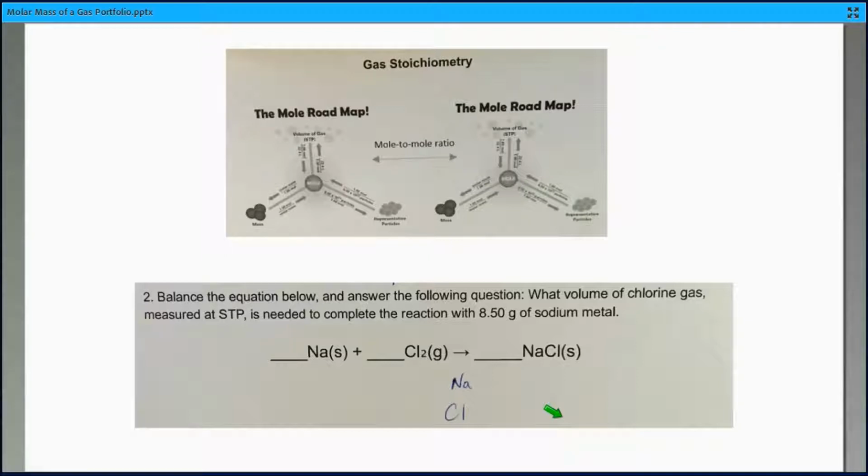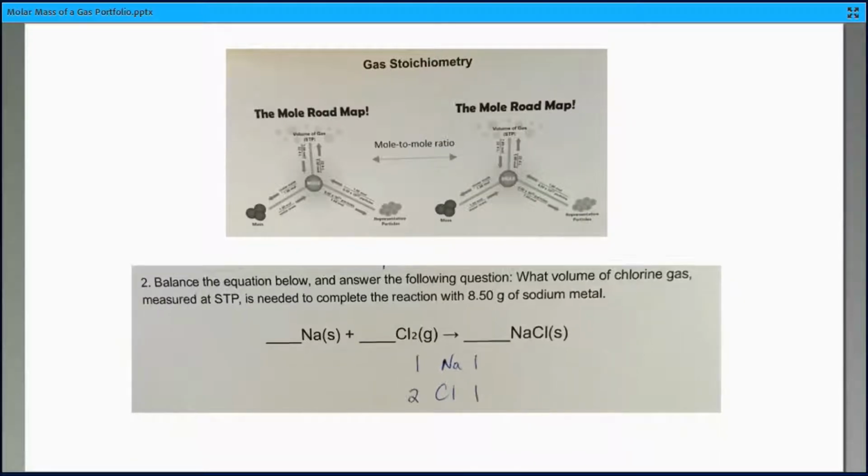I always like to list the elements underneath the equation first. My next step to balancing the equation is to take inventory, count how many I have on both sides. In my reactant, I have 1 sodium atom and I have 2 chlorine atoms. In my product, I have 1 sodium and 1 chlorine atom. So to balance this, I'm going to start with chlorine.